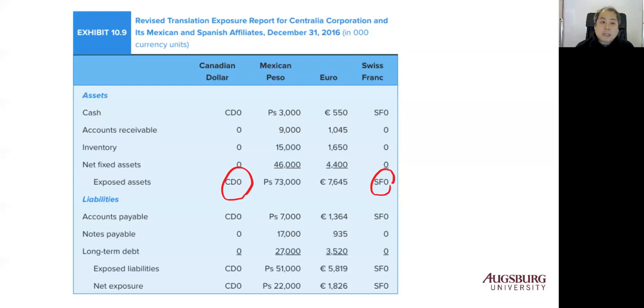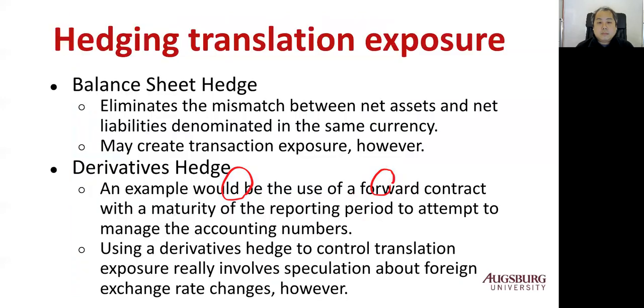So this type of activity may reduce the translation exposure, but more importantly, they have to try to eliminate transaction exposure first. And if the transaction exposure increases because they try to minimize the translation exposure, then that's not a good choice. You eliminate transaction exposure first, and then translation exposure is the next one. So how to hedge this translation exposure?